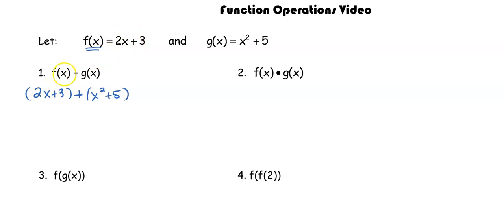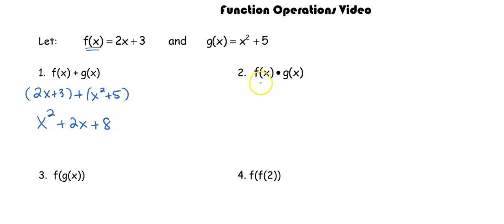I said this is 2x plus 3, so I'm telling you take f of x and add it to g of x, and then you have to fill in the appropriate polynomials. So I could give you 10 polynomials and you just have to tell me which ones I'm adding together. Then we go ahead and we add them together. I know I'm combining like terms, so I've got x squared, we've got a 2x, then we've got 3 and 5, that's going to give us 8. Done. I've added my two functions together.